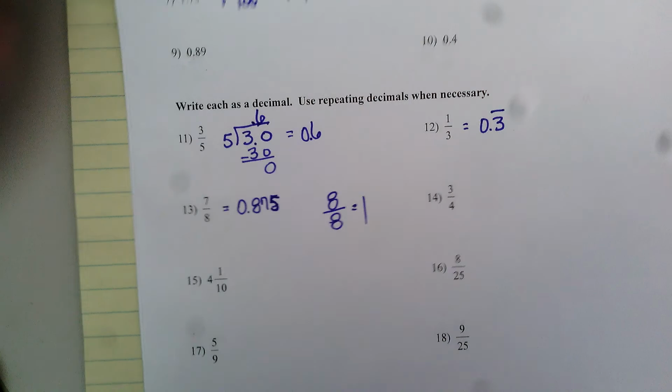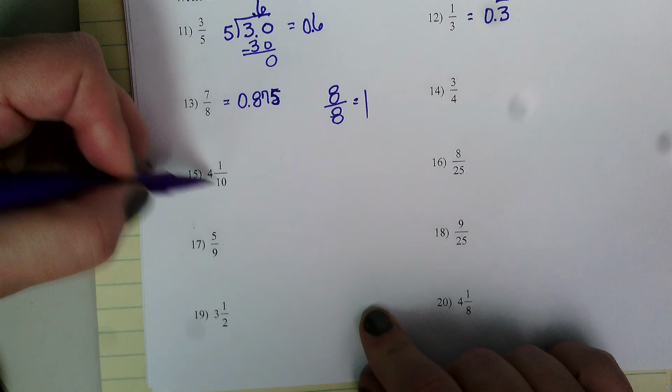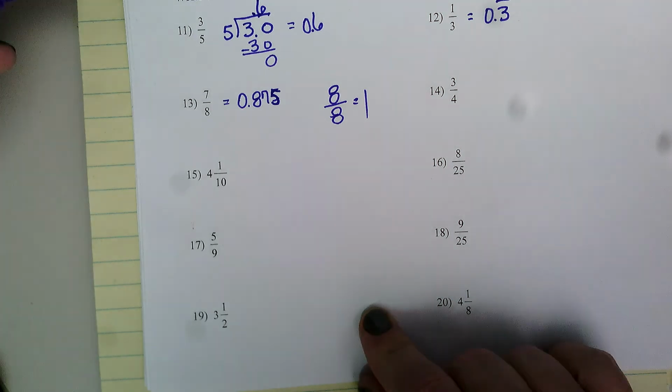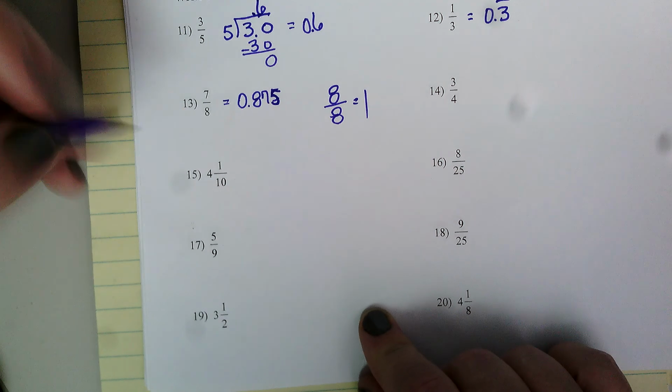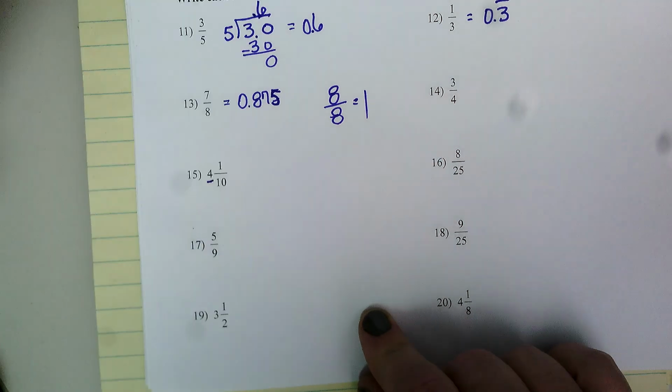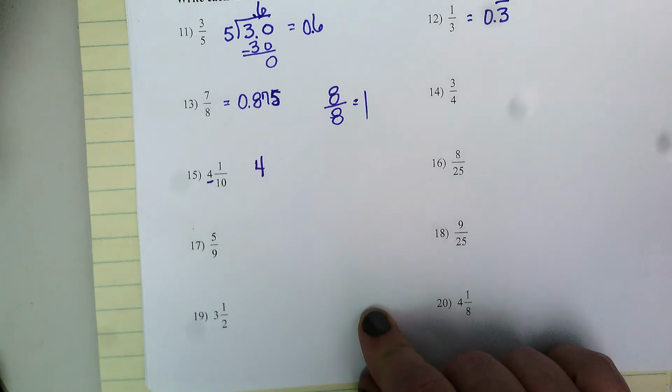Okay, let's do number 15. Number 15 is 4 1/10. And some of you guys are going to say, well, I have to convert this into an improper fraction, but you don't, because the 4 is a whole number. It's going to stay the same. It's going to be in your ones place. It's in your ones place here. So I'm just going to write the 4 here.